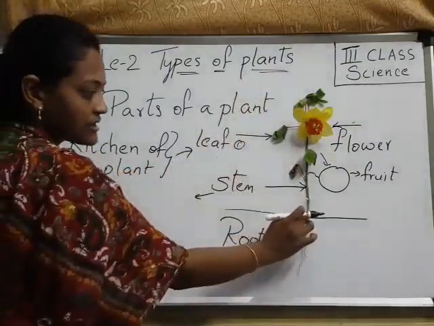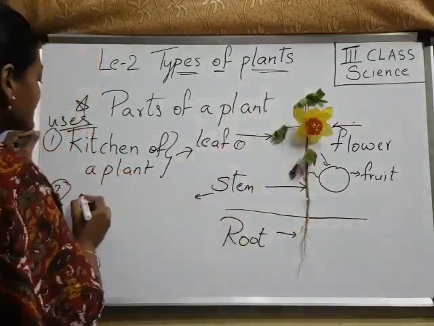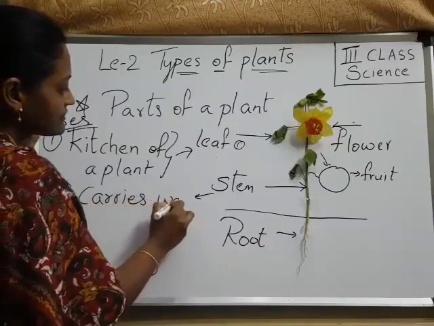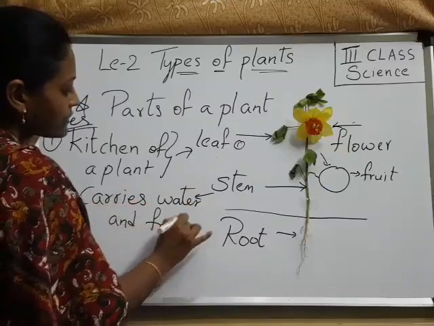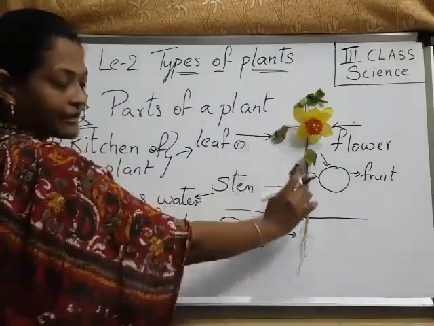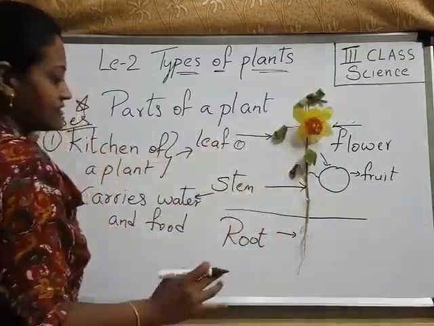Understood? This stem only carries to various parts. So, the stem is the carrier here. What does it carry? Water and food for the whole plant. Food is prepared in the leaf, I said. That food is also carried by the stem only, to various parts of a plant.